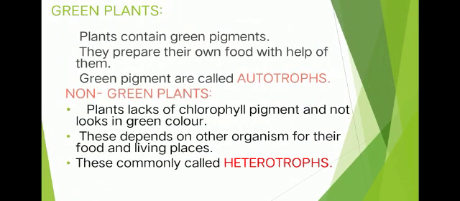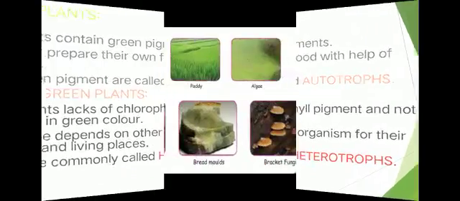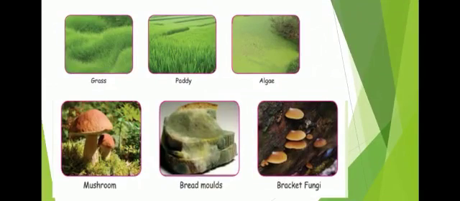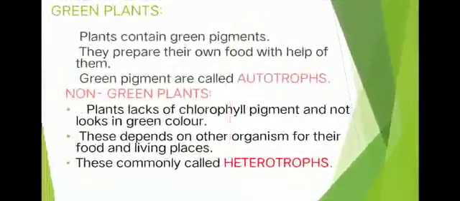Then green plants and non-green plants. The most important pigment present in plants is called chlorophyll. Based on the color present in the plants, they are divided into two groups: green plants and non-green plants. First, green plants. Plants containing green pigment are called green plants. They look green in color. They produce their own food with the help of atmosphere, light, and pigment. Green plants are commonly called autotrophs. Examples: grass, paddy, algae.